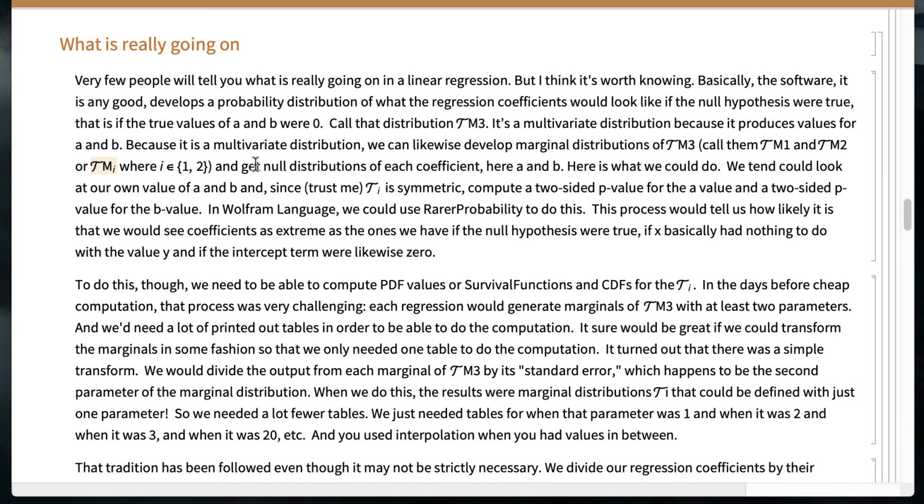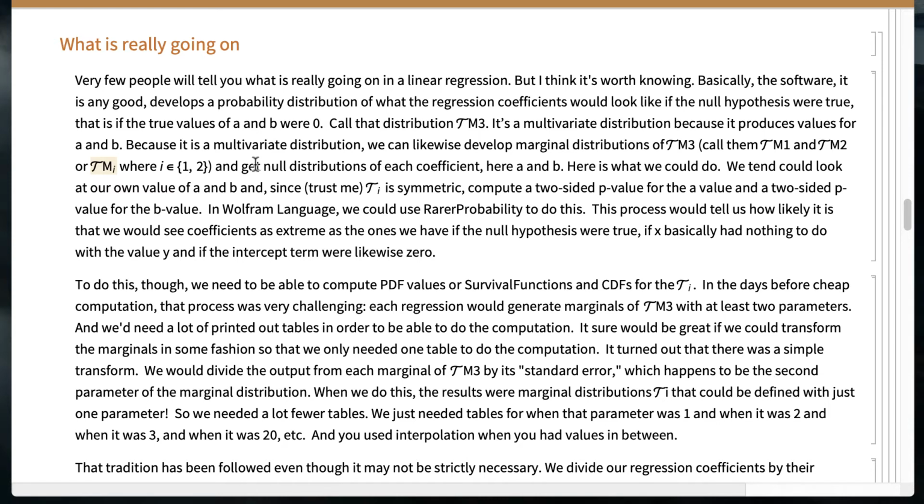So here's what we could do. We could look at our own values of A and B, and since each Ti is symmetric, and you are going to have to trust me, compute a two-sided p-value for the A coefficient and a two-sided p-value for the B coefficient. In Wolfram Language, as I've discussed before, we could use RarerProbability to do this, or you could basically add the survival function of each Ti evaluated at the statistic A or B to the CDF evaluated at its opposite and add those up. That's why I like RarerProbability.